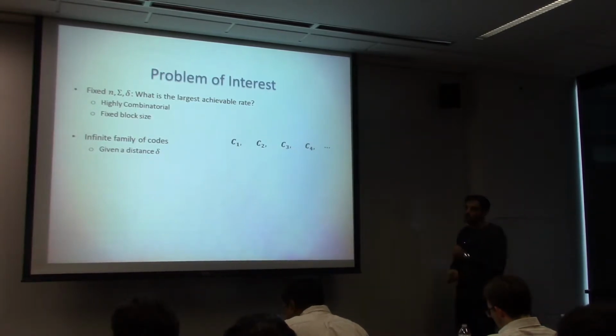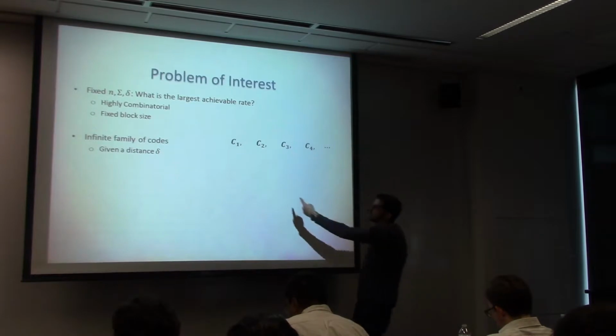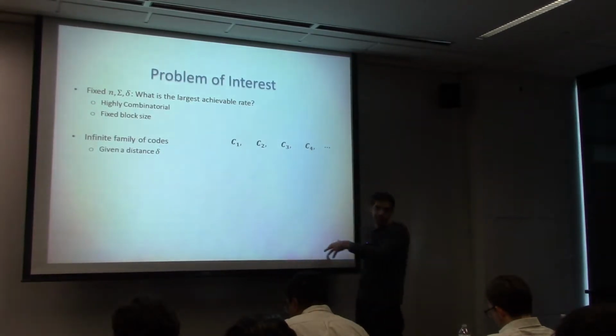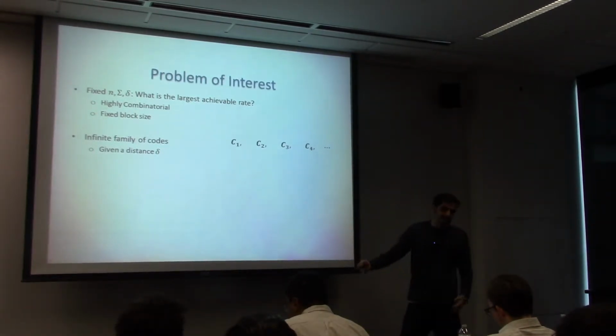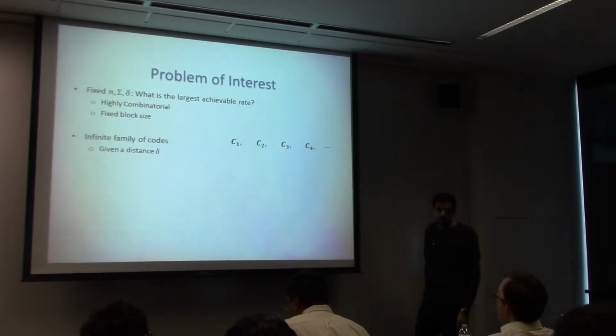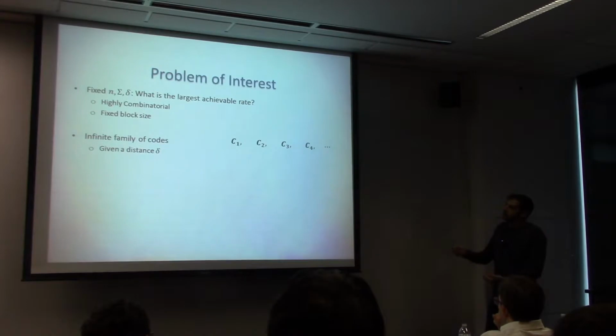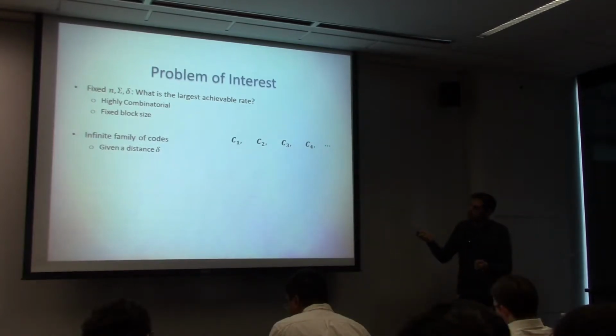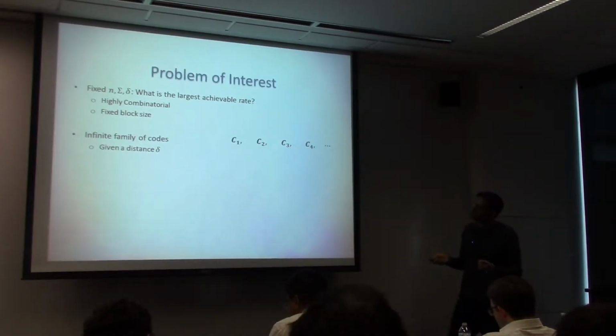So the person who wants to send a small file chooses a small code and uses that to protect his file. The person who wants to send a large file uses an appropriate block length for that. And this is slightly different from that combinatorial question for one specific n.